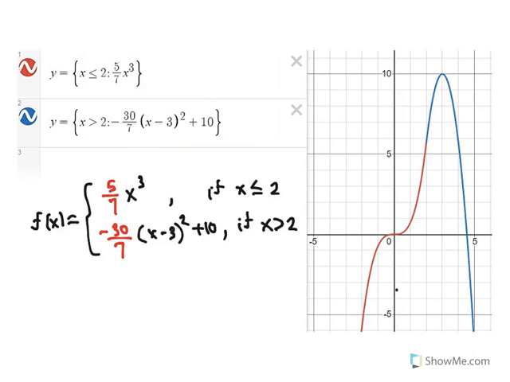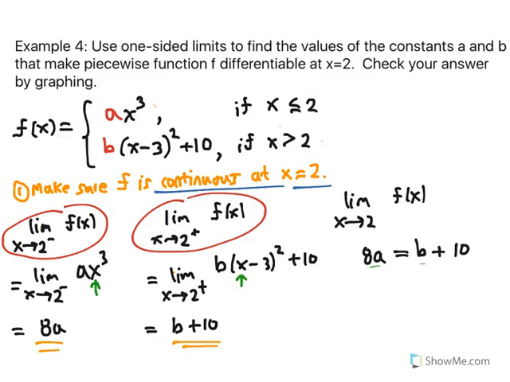The first piece for values of x that are less than or equal to 2 is shown in red, as you can see here. And what happens at x is equal to 2? Do the two pieces connect? The red piece does connect with the blue piece, and not only do they connect, but they connect smoothly at x is equal to 2. So not only do we have continuity at x is equal to 2, but we also have differentiability at x is equal to 2. So we found the values of a and b that would make the function f differentiable at x is equal to 2, and we checked our answer by graphing.